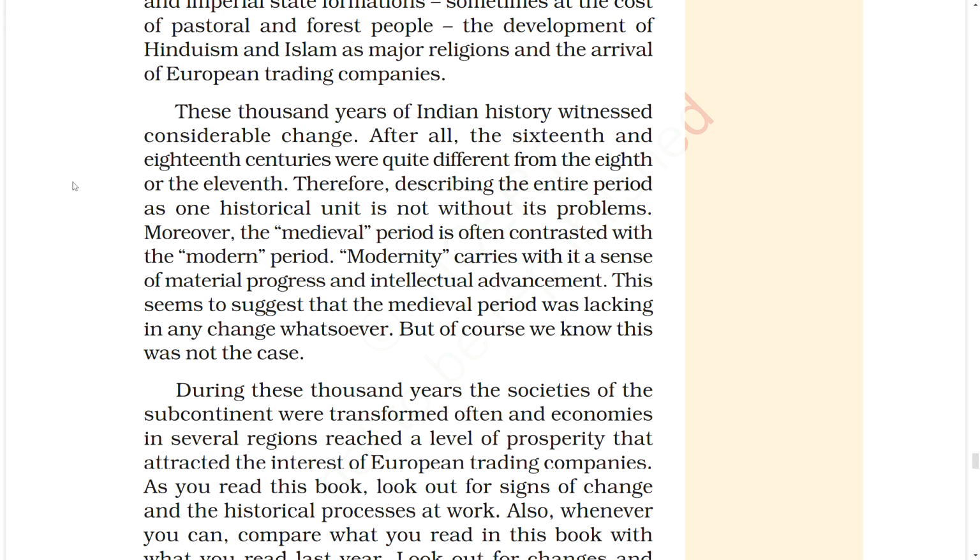After all, the 16th and 18th centuries were quite different from the 8th or the 11th. Therefore, describing the entire period as one historical unit is not without its problems. Moreover, the medieval period is often contrasted with the modern period. Modernity carries with it a sense of material progress and intellectual advancement. This seems to suggest that the medieval period was lacking in any change whatsoever. But of course, we know this was not the case.